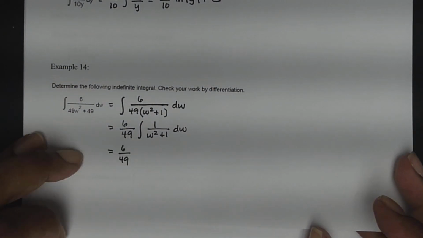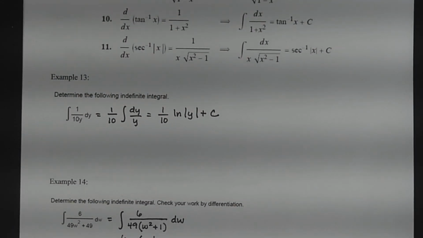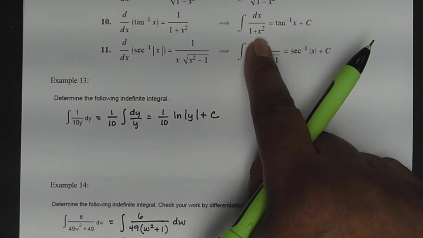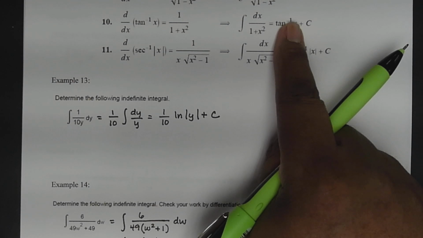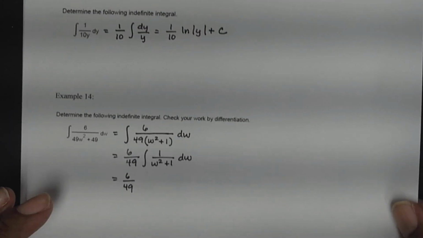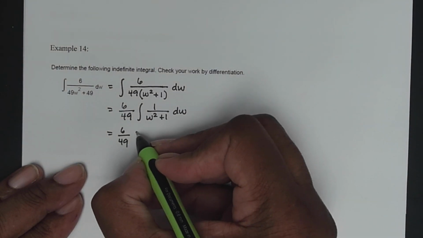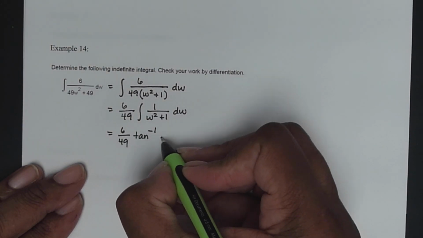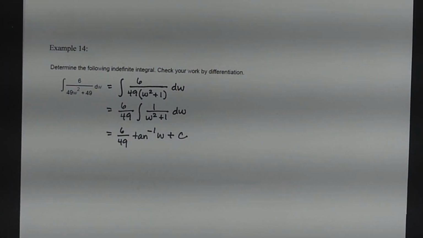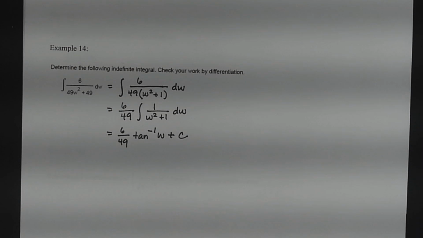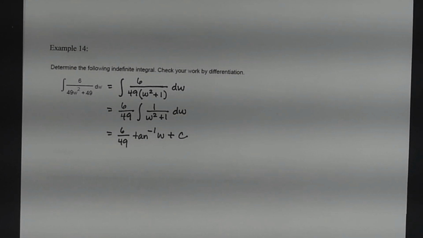And in this case here, that integral of 1 over w squared plus 1 dw, that's pretty much similar to this one right here. It's just the order that's different. So if I take that integral, it will be the inverse tangent of x plus c. And since I'm dealing with w here in this case, I will have the inverse tangent of w, and then plus c. And that would be as far as I can go with that problem. So that integral will be 6 over 49 times the inverse tangent of w plus c.